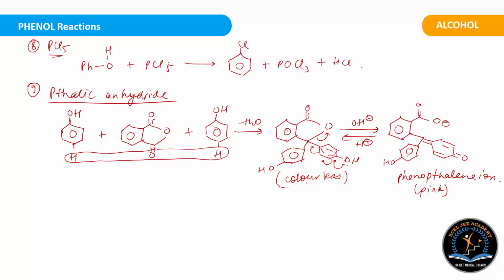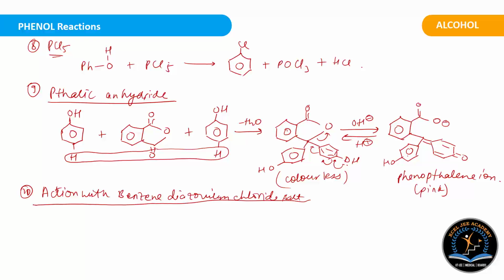Now, this was reaction number 9. So moving on to the next reaction. The next reaction is with benzene diazonium chloride salt. So the reaction of phenol with benzene diazonium chloride salt. Now this is benzene diazonium chloride, which is Ph connected with N2 plus and Cl minus. Along with that, we have this phenol.